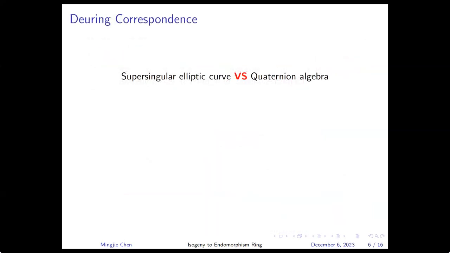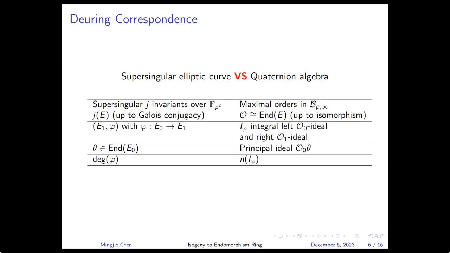Okay, before I explain how we resolve this problem, let me first recall some theoretical background, which is the Deuring correspondence. It's the correspondence between the world of supersingular elliptic curves and the world of quaternion algebras. On the left, we have objects in the supersingular elliptic curve world. For instance, we have the supersingular j-invariants over F p squared up to Galois conjugacy. This is in one-to-one correspondence with maximal orders in B p,infinity, where the correspondence is done by taking the endomorphism ring.